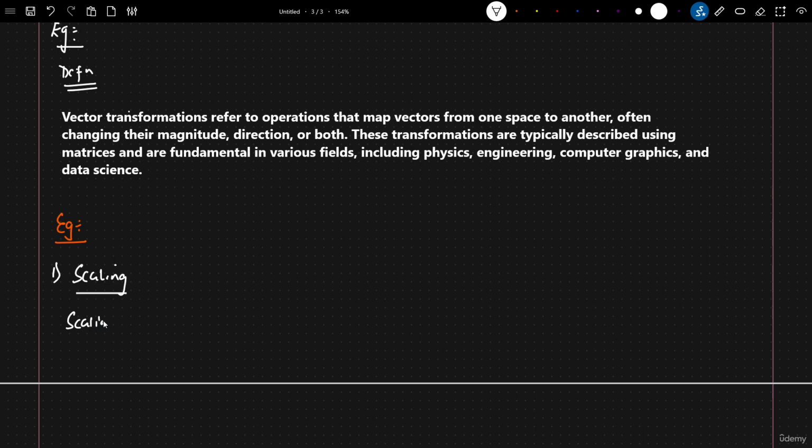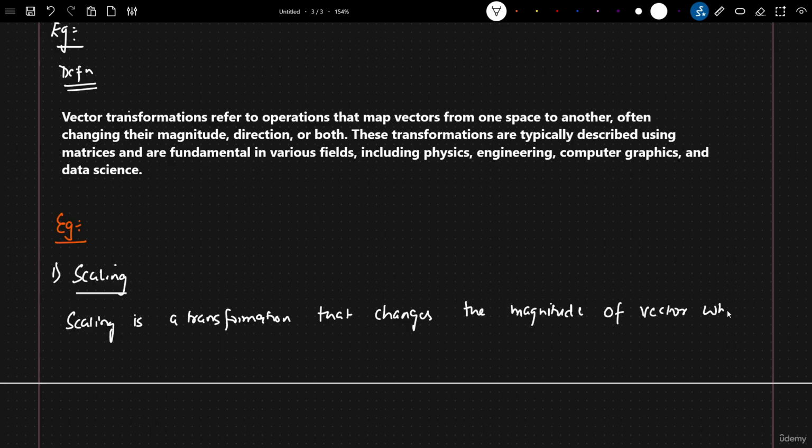Now scaling is a transformation that changes the magnitude of the vectors. Sometimes it may be required that you change the magnitude of the vectors while keeping their direction the same. So if you want to keep the direction the same and just change the magnitude of the vectors, at that point of time you can do scaling.